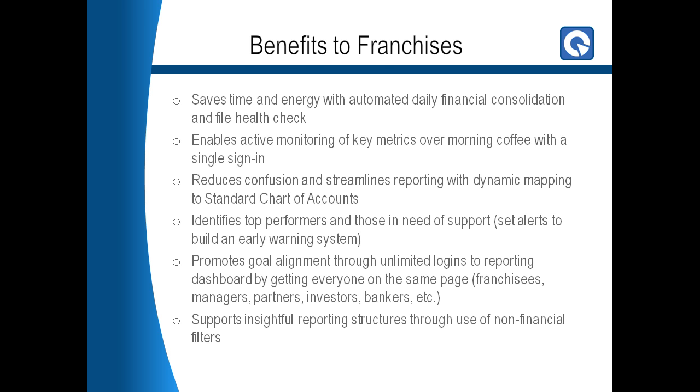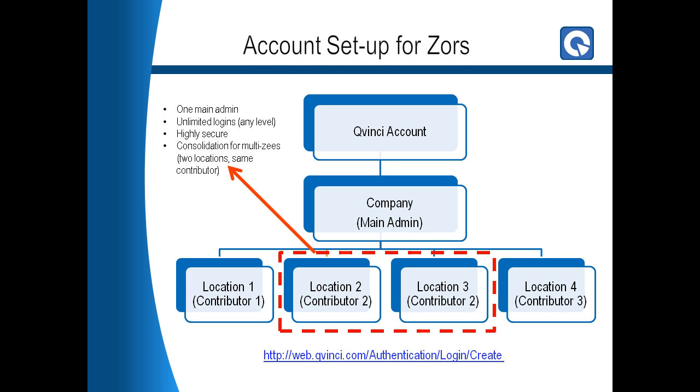So the setup, again, there is one main admin of the system. The logins screen highlights how it works in consolidation for multiple locations. In this case, we have location 1, there's a single contributor. Location 2, 2 contributors. That could be one of your franchisees that may own 2 stores. They're the contributor to those files for both of those stores. Location 3, 1.